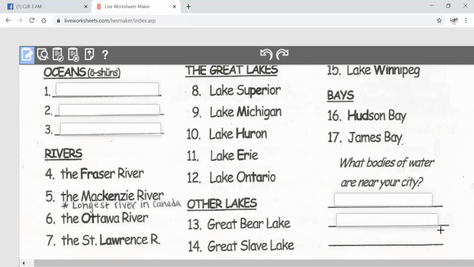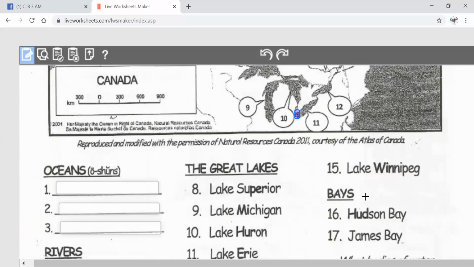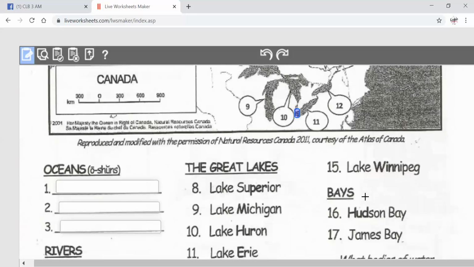So I want you to write 3 names, from here, of bodies of water near your city. Which bodies of water here are near your city? I want 3 names, okay? And remember, your city is right here. This is your city, right here. Windsor is right here. This is our city. What are the 3 bodies of water that are next to or near our city?